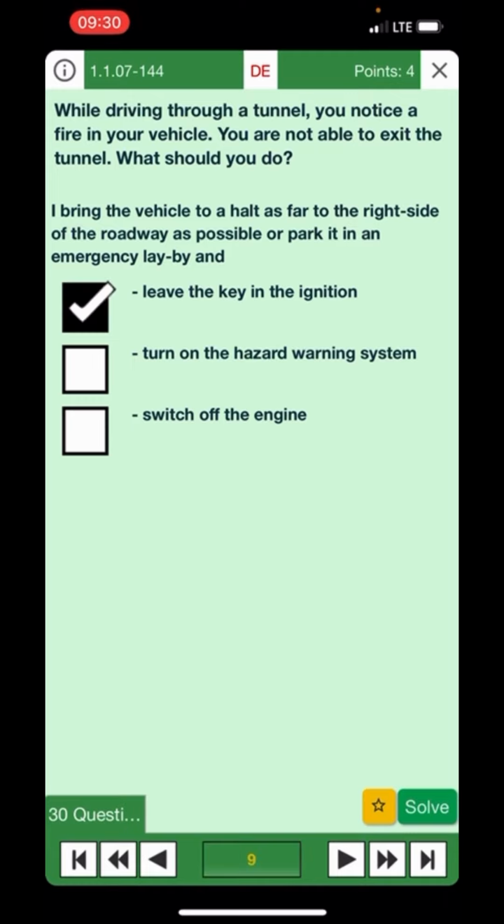Yes. Turn on the hazard warning light system. Yes. Switch off the engine. Yes. This is all right. Okay.